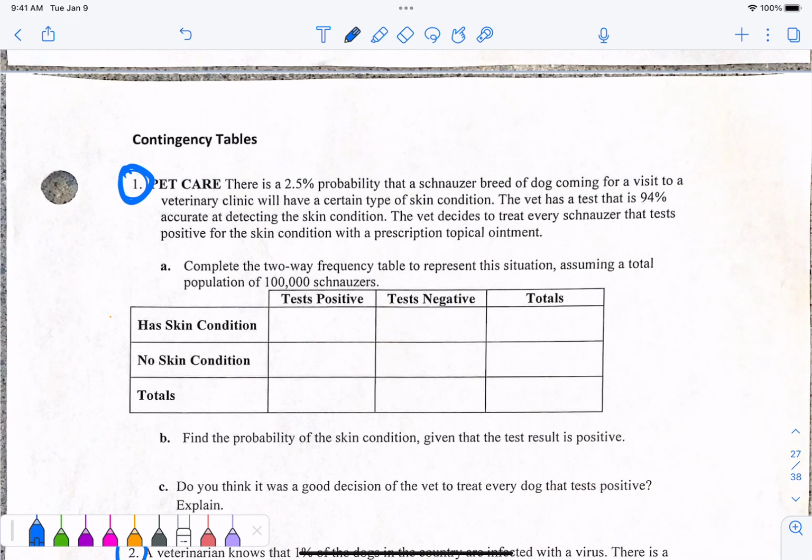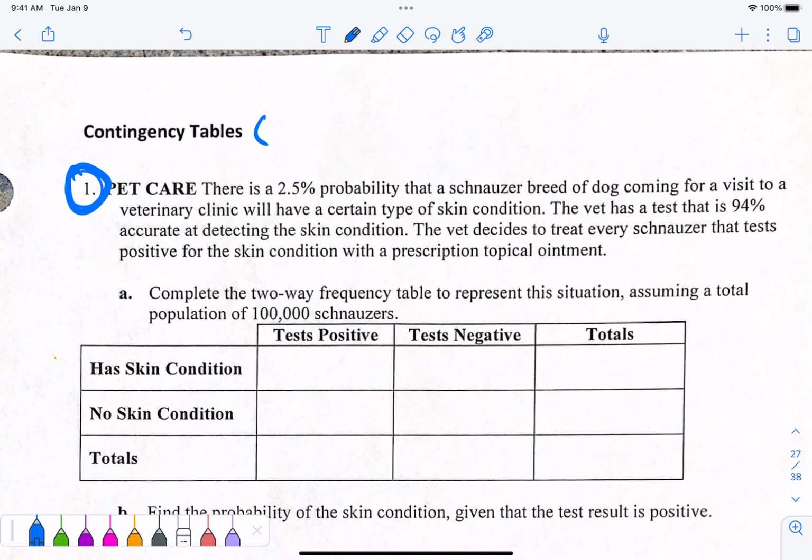This is contingency tables. I like analyzing this data because a lot of times you find out that decisions that are made in the medical field are not the best decisions based upon statistics, you know? Contingency tables are also called two-way frequency tables. Write that down. A contingency table is also called a two-way frequency table.